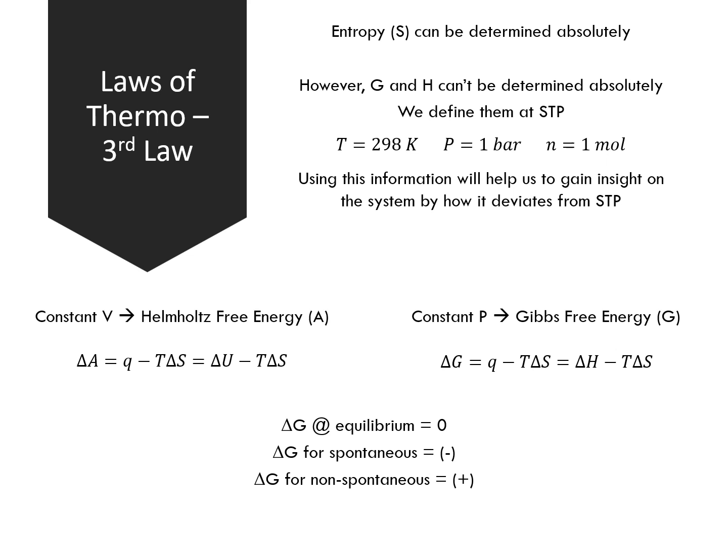Now remember that delta G at equilibrium is equal to 0. Delta G for a spontaneous reaction is negative, and delta G for a non-spontaneous reaction is positive.